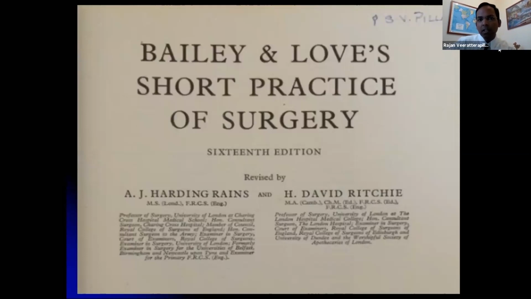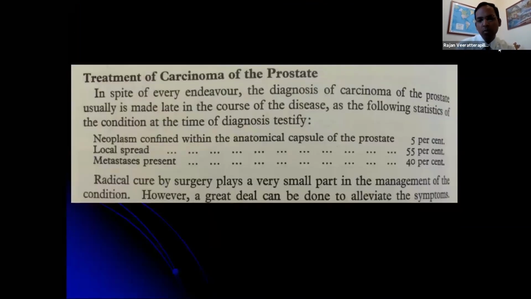So this is a copy of Bailey and Love, Short Practice of Surgery, which many of you across the world have probably read. This is a special edition from the mid-1970s, and if you look at the top right corner, this is actually my dad's initials. It's his copy of his handbook that he read at the time. Interestingly, in this whole book, which is about 1,000 pages, there's a little paragraph on prostate cancer, and it's interesting to reflect on how far we have come over the years.